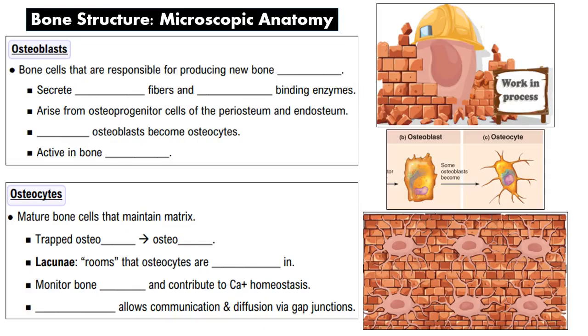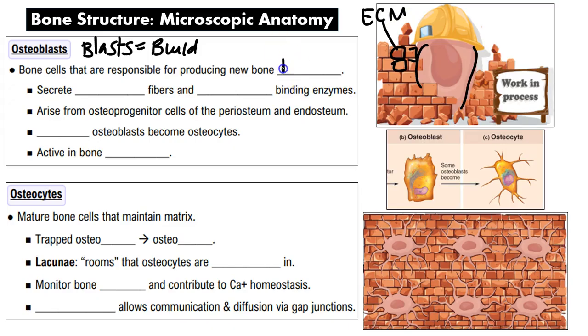All right, let's focus on osteoblast first. And so, of course, blast, as we said, is going to equal build. So we have our osteoblast cell here, and we see that it's building. And what is it building? Our extracellular matrix here, secreting things to build that extracellular matrix. So it's producing new bone matrix. Okay? That means it's going to secrete collagen fibers and calcium binding enzyme. That's the ion version of calcium, just to let you know. Calcium binding enzyme, excuse me.